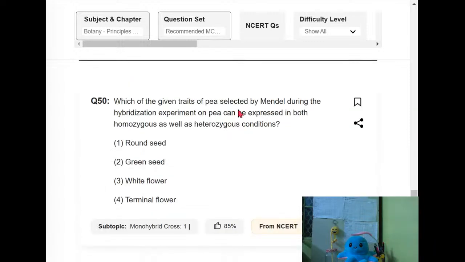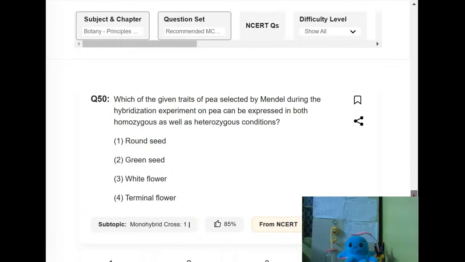Which of the following traits of pea selected by Mendel during the hybridization experiment can be expressed in both homozygous as well as heterozygous condition? Round seed, green seed, white flower, terminal flower. Round seed.